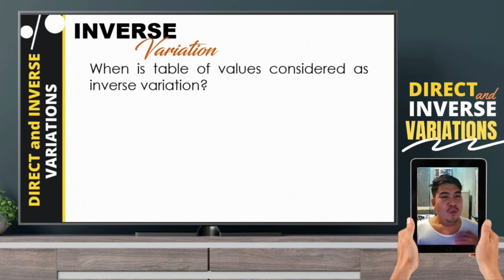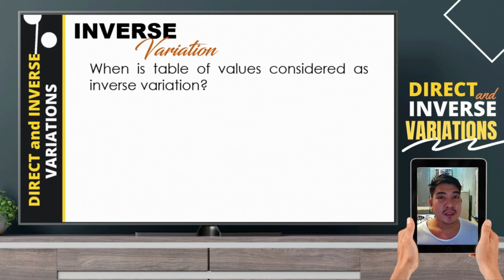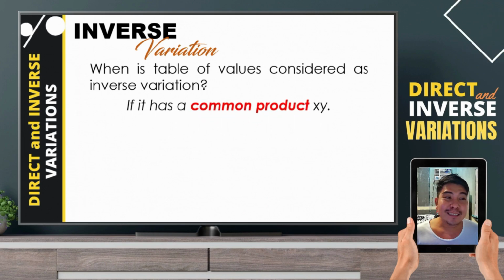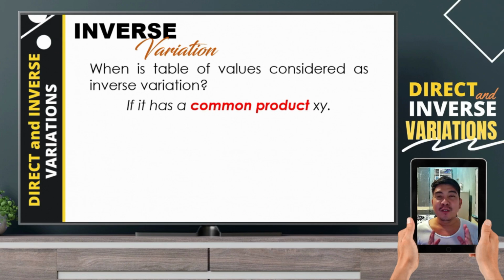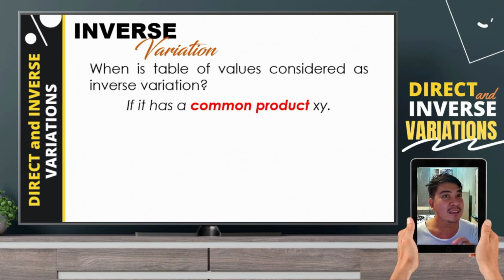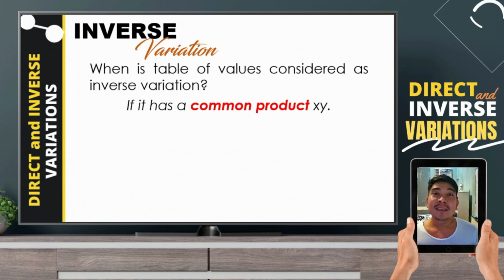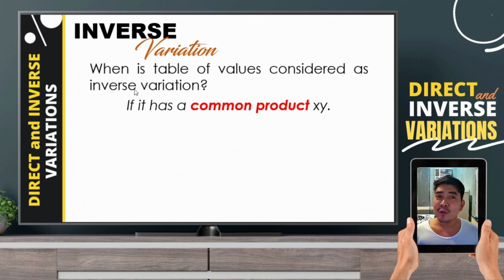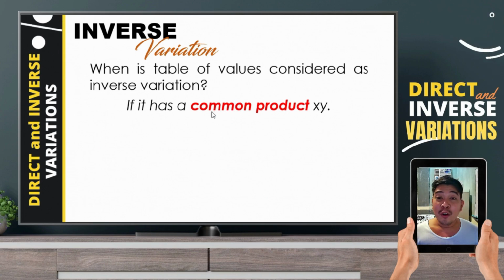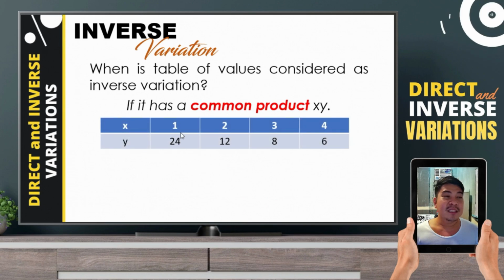So next, when is the table of values considered as inverse variation? So, if it has a common product x times y. Kapag minultiply natin yung values ni x and y doon sa isang column at parehas yung mga na-obtain natin, therefore we can say that the given table is an inverse variation. So, kapag direct kanina, common ratio. Pag inverse, common product. So, let us have this table.